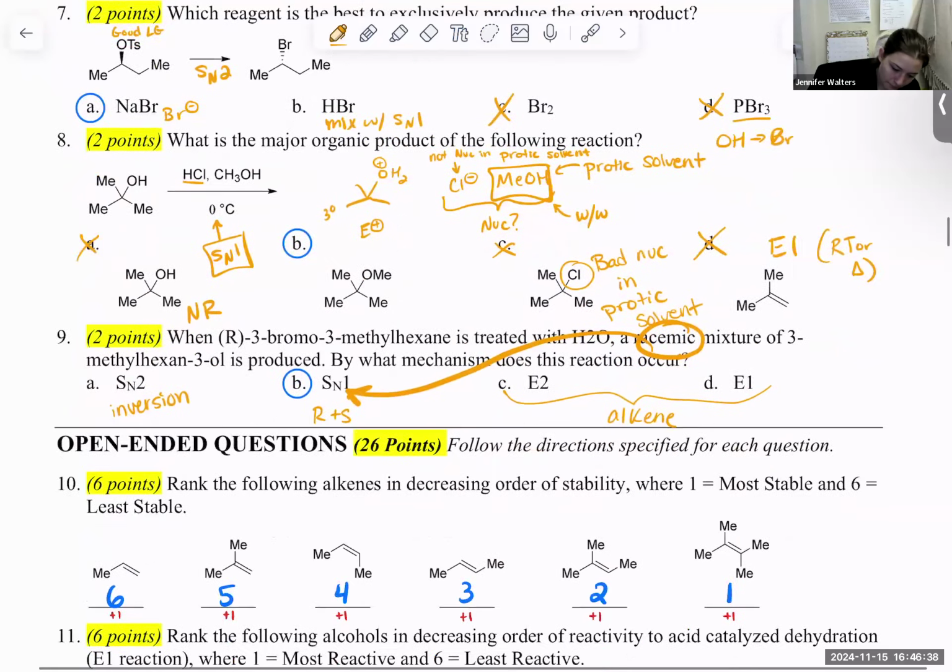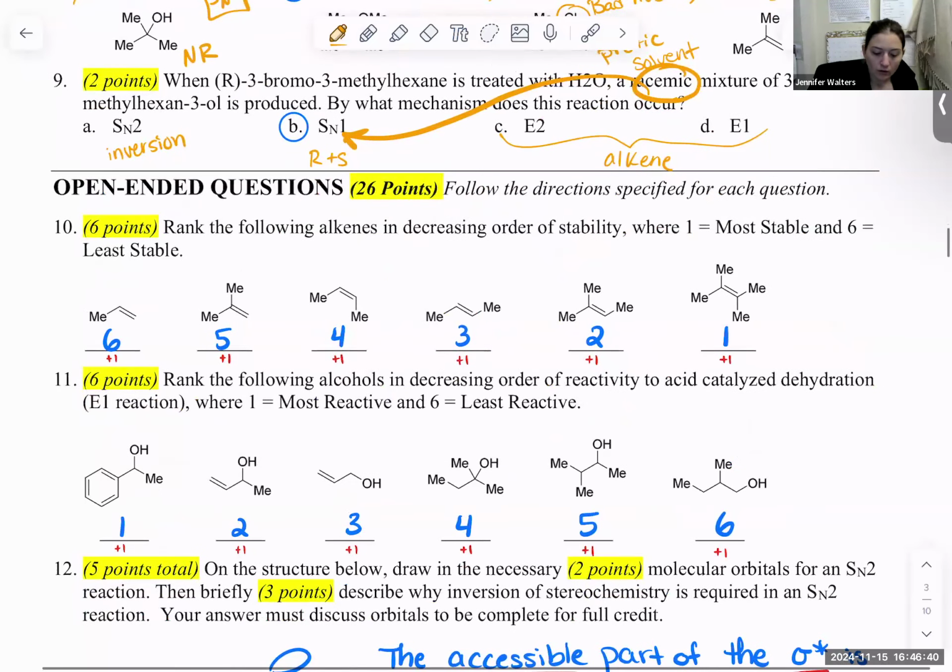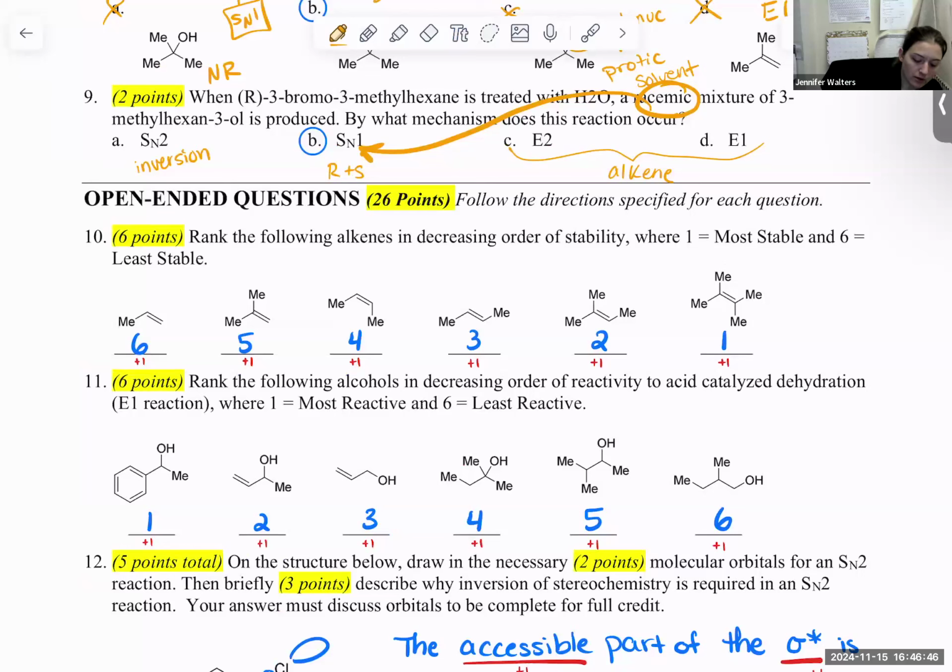Number 10. Rank the following alkenes in decreasing order of stability. So for our alkenes, we need to remember that first, we consider our number of substituents. Then we consider sterics. So that tells me my tetrasubstituted is going to be more stable than trisubstituted, which is more stable than di, which is more stable than mono, sorry.